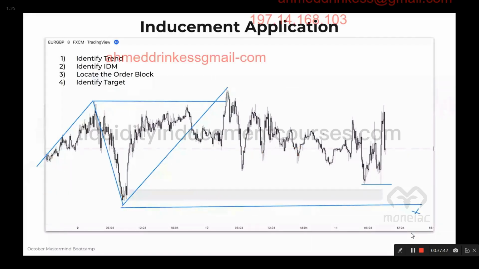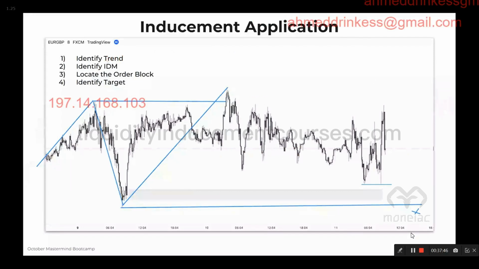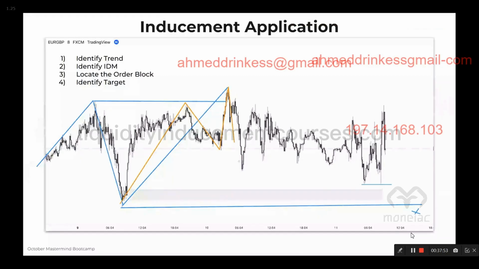Where's the type 2 inducement? Type 2 inducement, to know where that is, you need to know where the internal structure is. So here we see, we have this push, we have this push, we have this. So we know that this is where the price is, low.